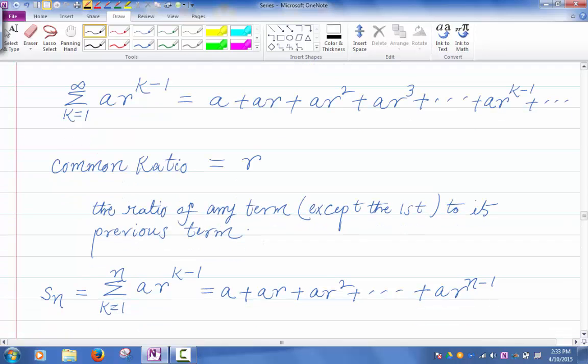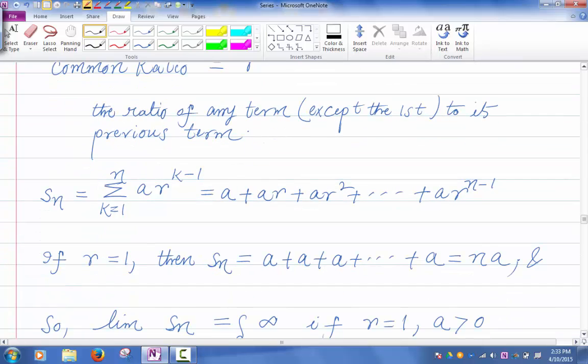What is the nth partial sum of the geometric series? Well, the nth partial sum would be the summation k going from 1 to n, a r to the k minus 1. So what's the nth term? The nth term would be a r to the n minus 1. So that would be the last term of the partial sum. So Sn for the geometric series is that. Is everybody okay?